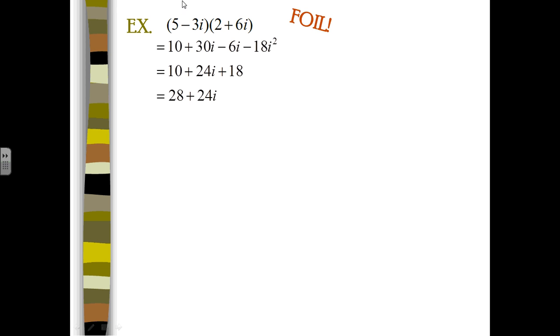So when you do this, you multiply the 5 times 2 to get 10, 5 times 6i to get 30i, negative 3i times 2 is going to give us a negative 6i, and then here, negative 3i times a positive 6i gives us a negative 18i squared. Now, you can combine these pretty easily, but right here, i squared, you've got to remember that that's equal to negative 1. So negative 1 times a negative 18 gives us a positive 18 here. If you're not careful about that, that's a very easy mistake to make.